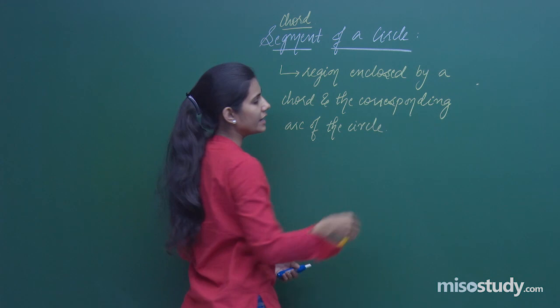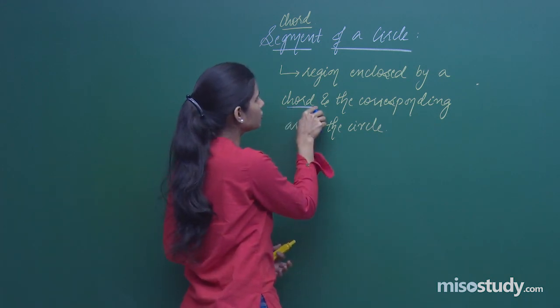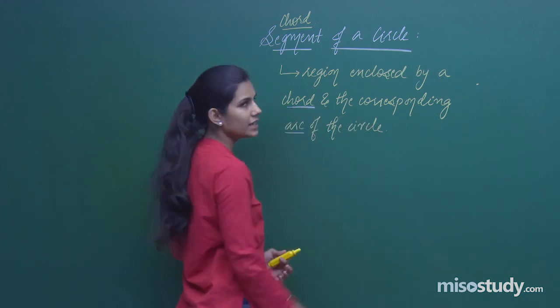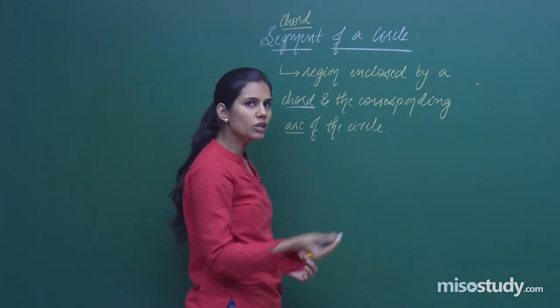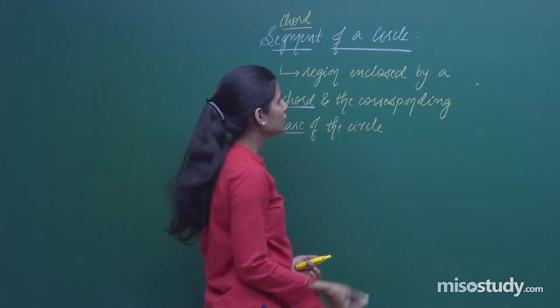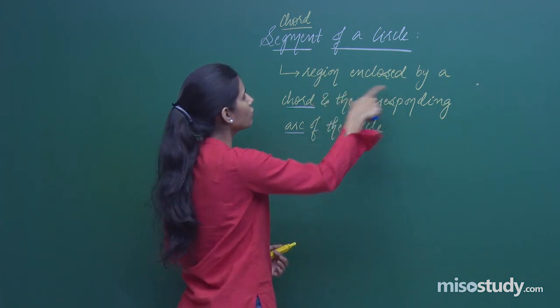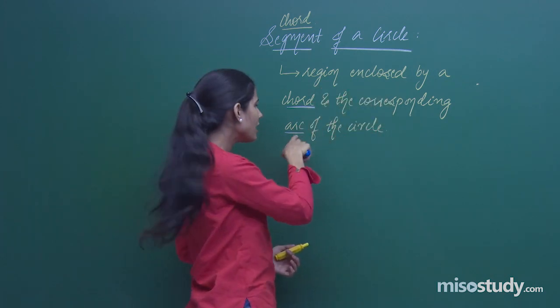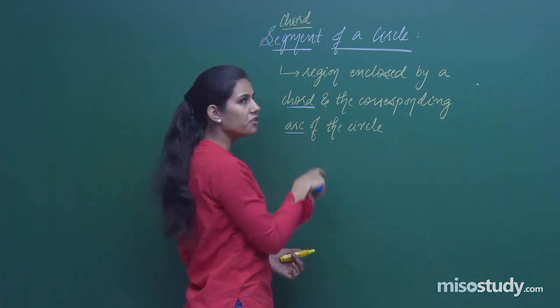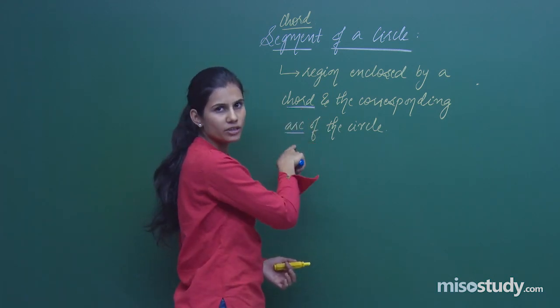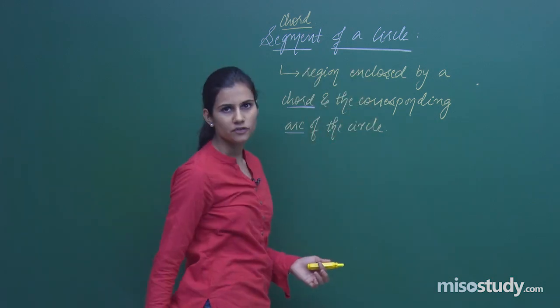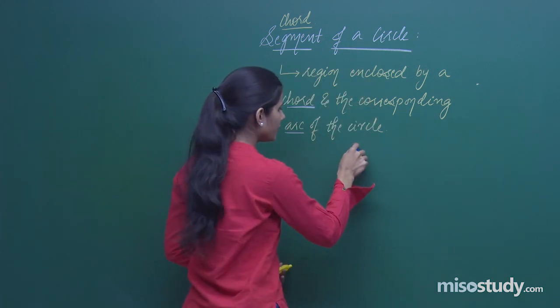You all know that the moment I bring a chord in picture, automatically its corresponding arc comes into picture. Whenever I bring an arc in picture, its corresponding chord comes into picture, right? So I can just say that region enclosed by a chord. I don't have to bring in this arc in picture, it will already be there. So the region which is enclosed by the chord and its corresponding arc is known as the segment of a circle. Let's try to understand this.